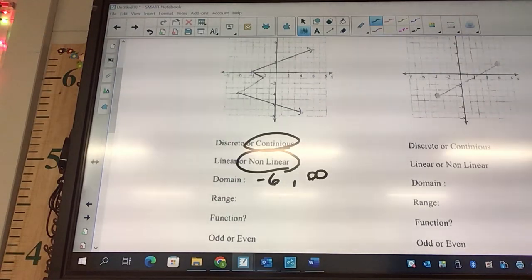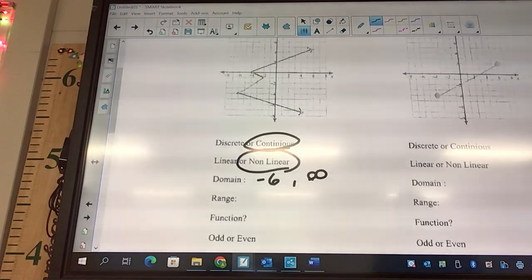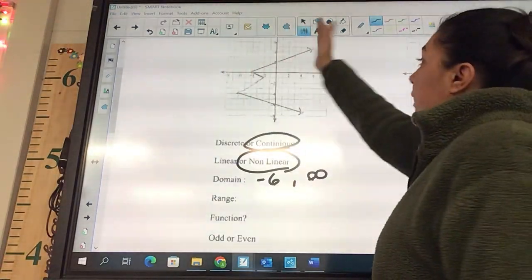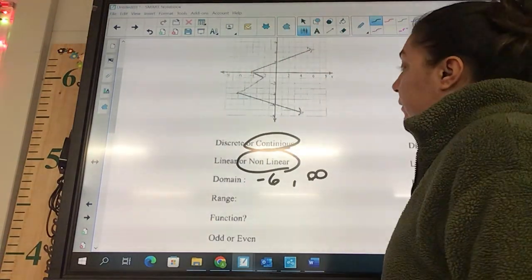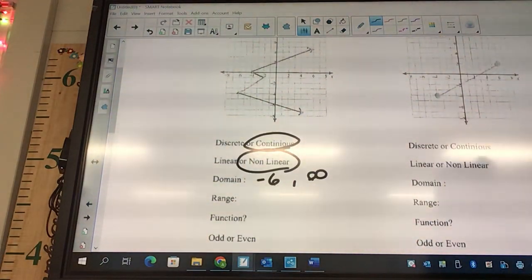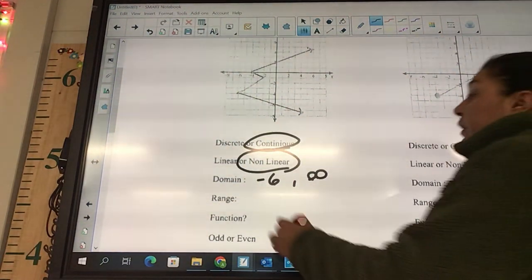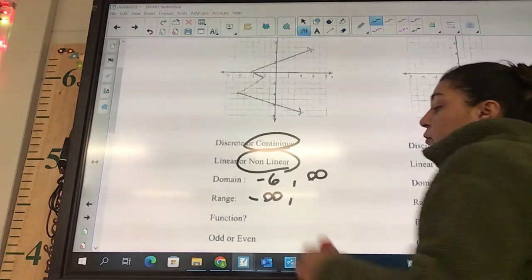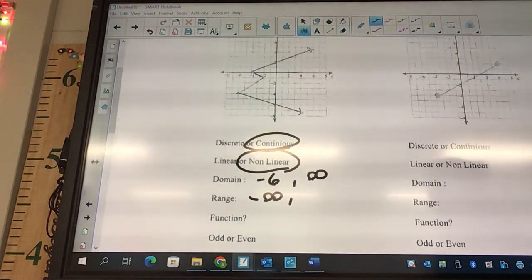Okay, so on the 6, for those of you that said 6, you were on the right track. It does end here, right? So we start here and we go to here, but there's an arrow, so that's infinity. What about the range? Negative infinity to what? Positive infinity.